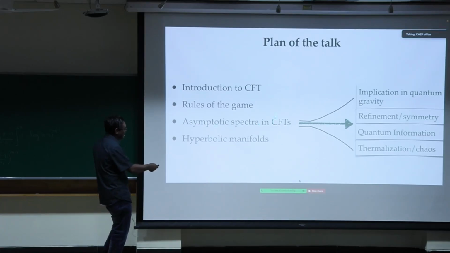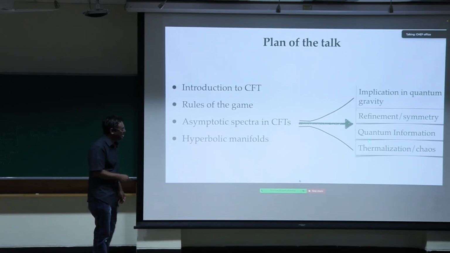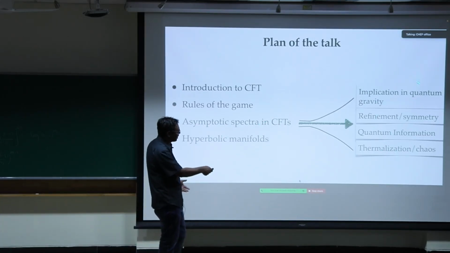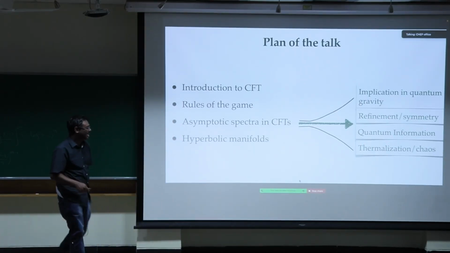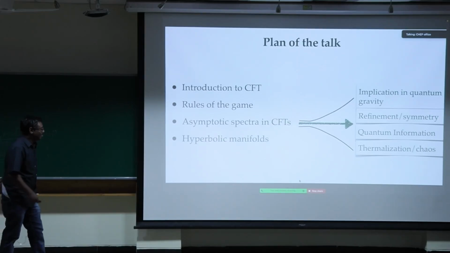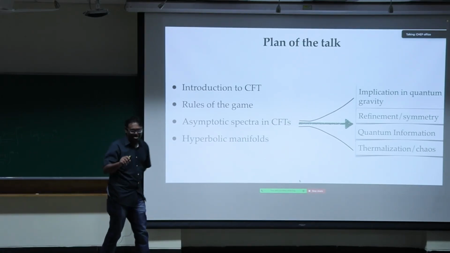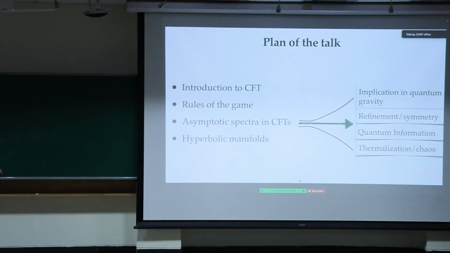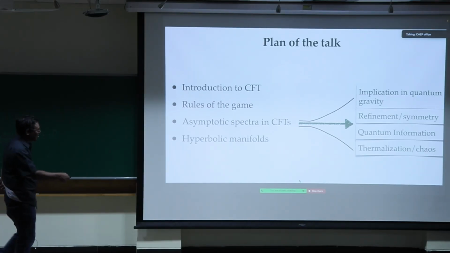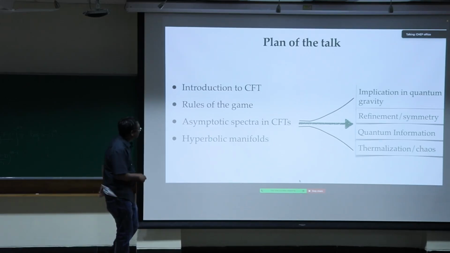I will tell you how we derive the asymptotic spectra in CFTs, and there are some subtexts like implications in quantum gravity, there is a refinement, there is a quantum information based idea, and there is thermalization. And finally, in the last bit, I will tell you briefly about hyperbolic manifolds, and tomorrow in my technical talk, it will be all about hyperbolic manifolds. So stay tuned for tomorrow's talk for most of these things here. So is there any question at this point? Otherwise, I will also take this excuse to drink some water.